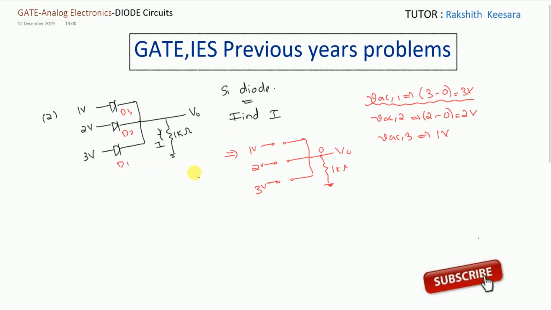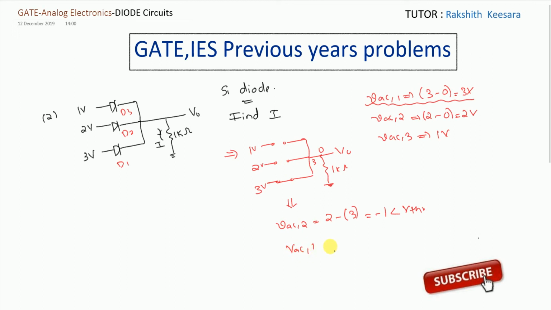Here, which is having the more VAC? Diode D1. So this will turn on first. What is the next step? We should calculate the VAC across diode D2 and D3 now. What is the VAC across diode D2? Since D1 is turned on, this 3 volt will appear here. That is 2 minus 3, minus 1 volt, which is less than V threshold. So diode D2 will remain in off position.